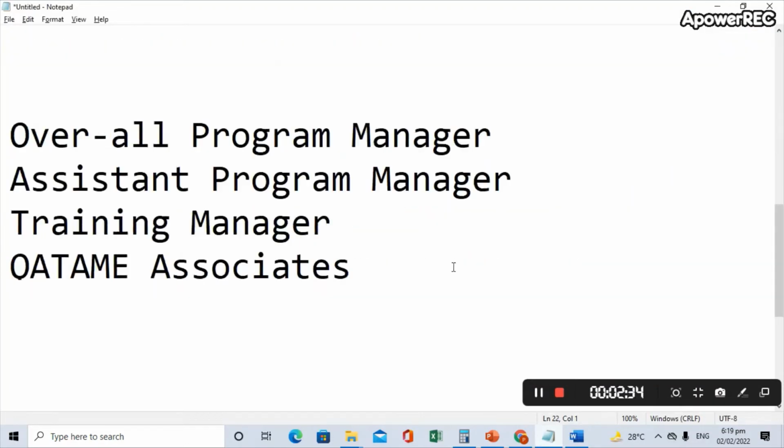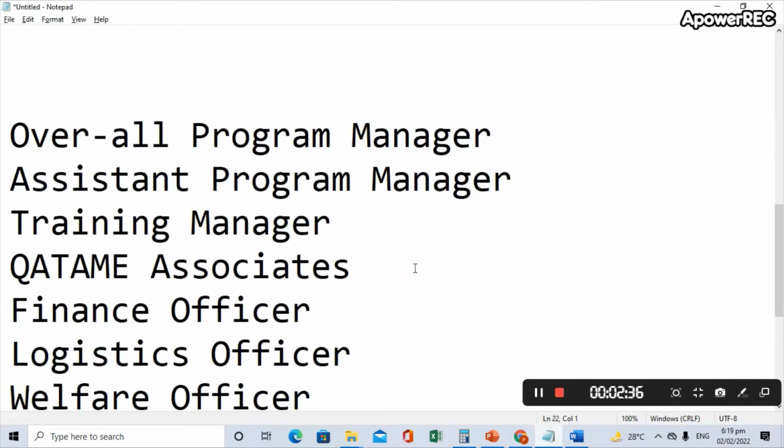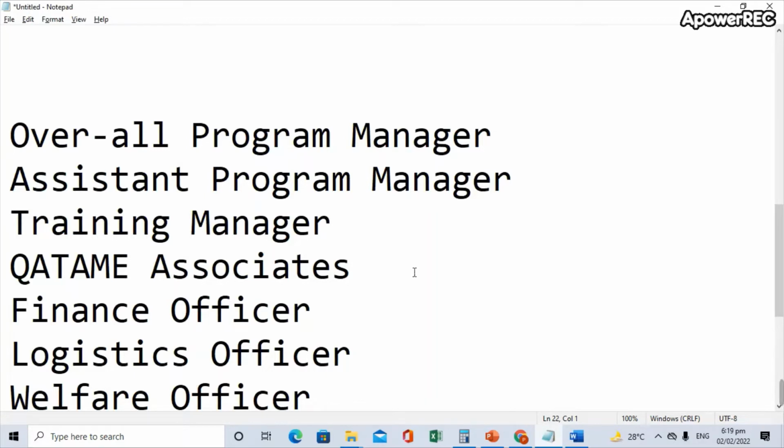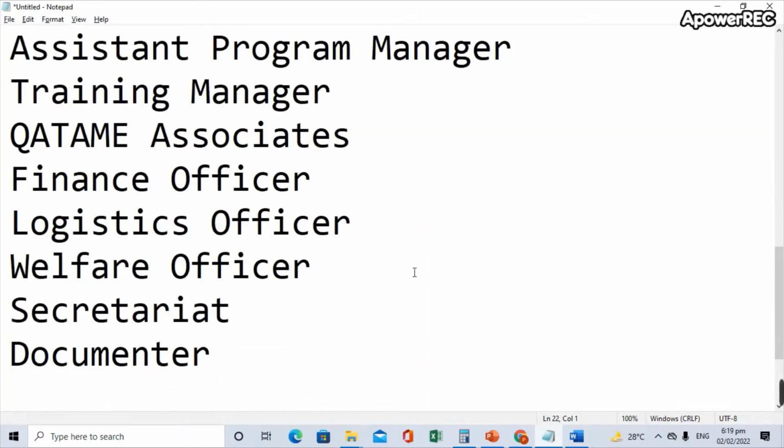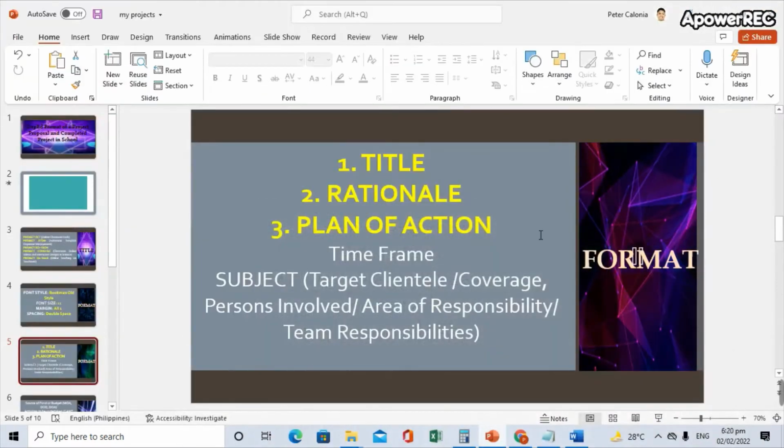I have here some examples. Say the overall program manager, who is your assistant program manager, your training manager, your quality assured technical assistance, monitoring and evaluation associates, finance officer, logistic officer, welfare officer, secretariat, documenter. So those are examples of people involved in your project, including the responsibilities.